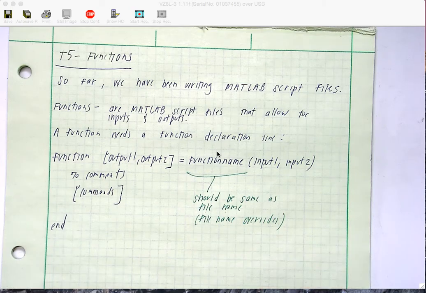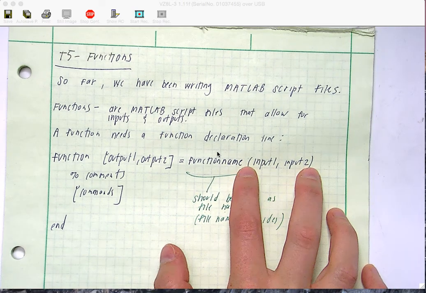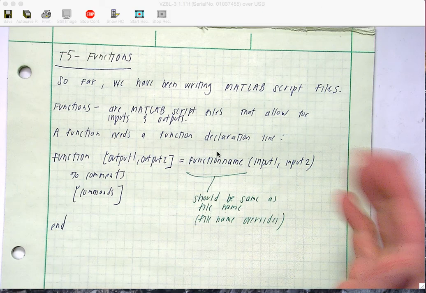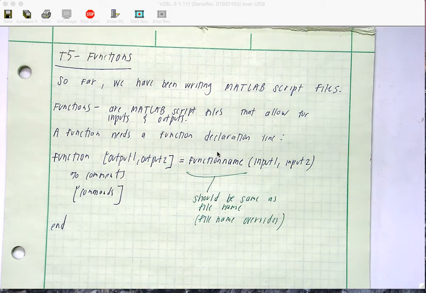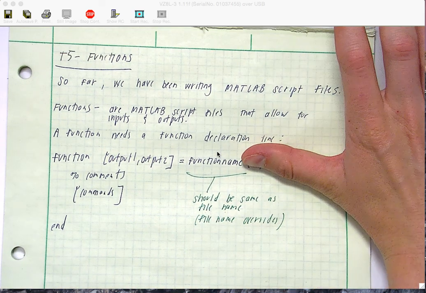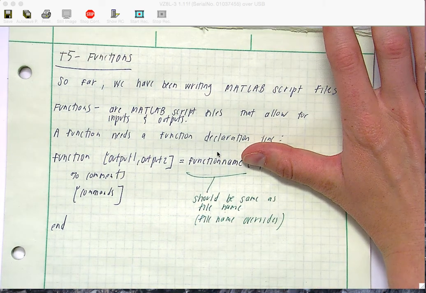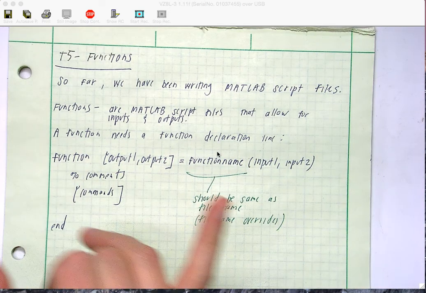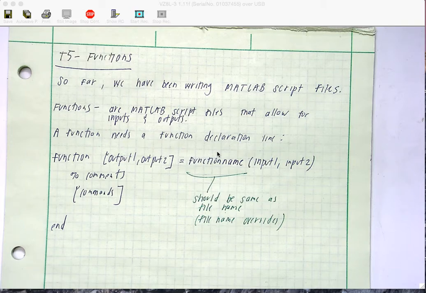Again, it's really important that you remember: parentheses behind the function name, square brackets in front of the function name, inputs on the right, outputs on the left. And you can have a function that has 0 inputs and 0 outputs. You could write the function declaration line and leave off the entire inputs, no parentheses, and the entire outputs, no equal sign, no brackets. And it still works as a function file.